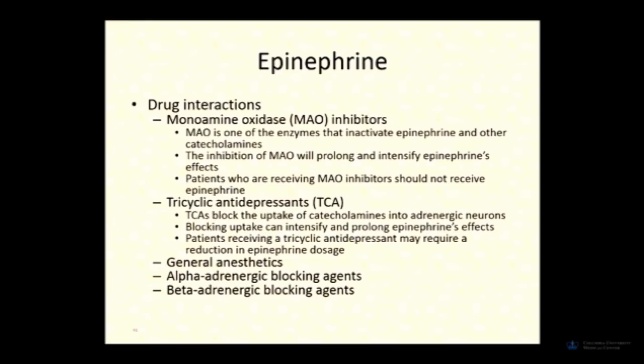General anesthetics: epinephrine can interfere with the effectiveness of general anesthesia. Alpha adrenergic blocking agents are going to reduce the effectiveness of epinephrine. As are the beta adrenergic blocking agents, which are also going to block the effects of epinephrine.